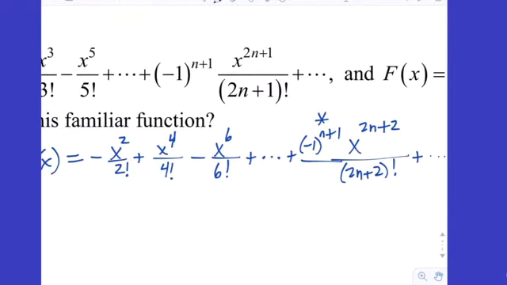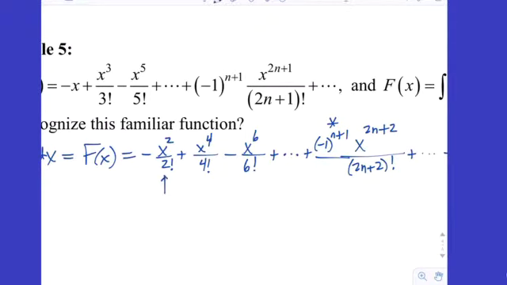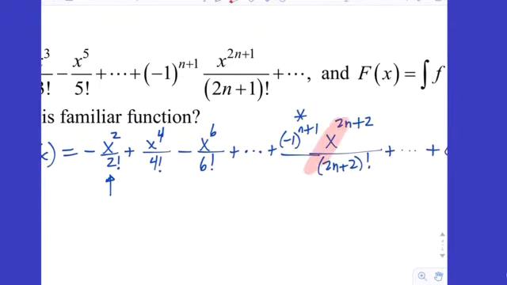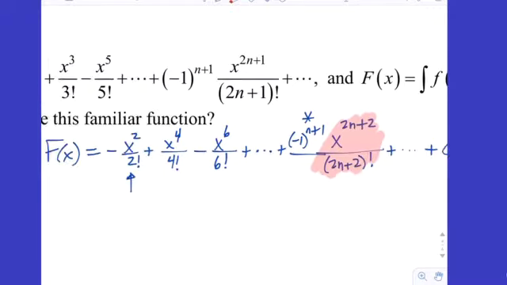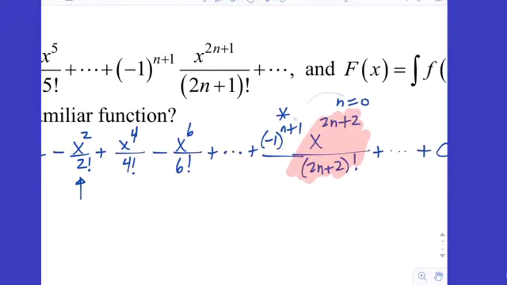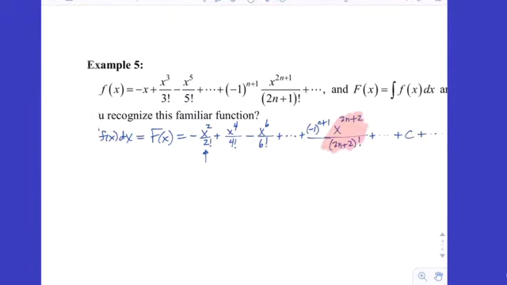Now let's check the alternator here. In order to get my first term, this right here has to give me an x squared, which means I'm starting with n equals what? 0 or 1? In order to get an x squared to start with? 0. So for this, I have to start with n equals 0. Will that still work here sign-wise? If I plug in a 0 for n, do I still get a negative number? Yeah, okay. So just always check that sign on the alternator and make sure it works.